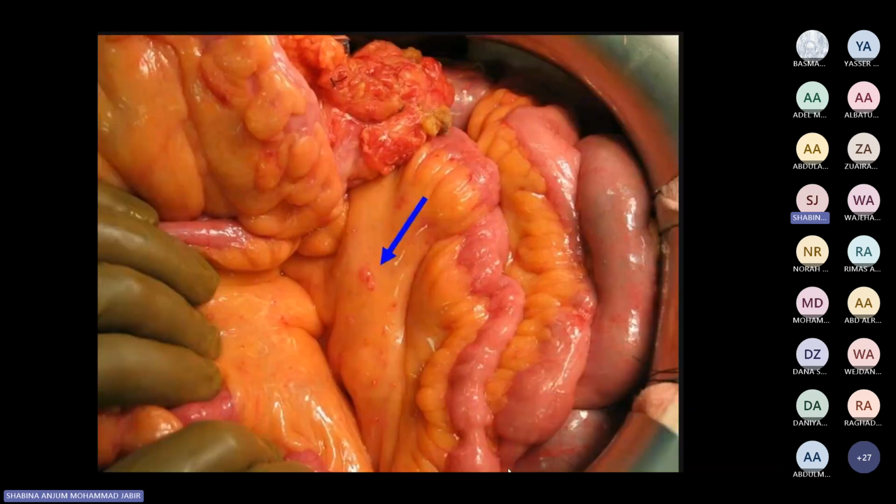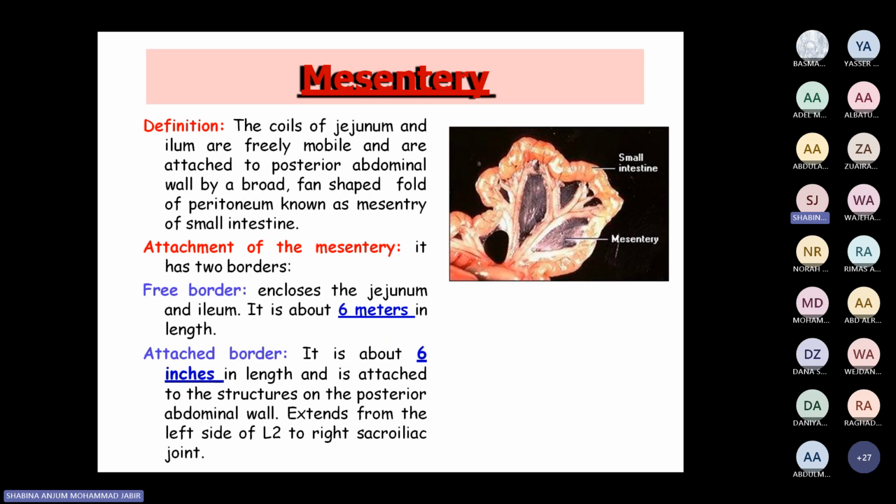Okay, so now if we open the abdomen, we will find that these are the intestinal loops, right? These are the loops of the intestine. But you will see there is some structure which has more fat, and it will be attached to the loops of the intestine anteriorly, and posteriorly it will be attached to the posterior abdominal wall. It is called the mesentery.